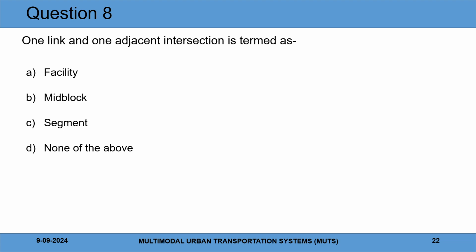Next is: one link and one adjacent intersection is termed as.